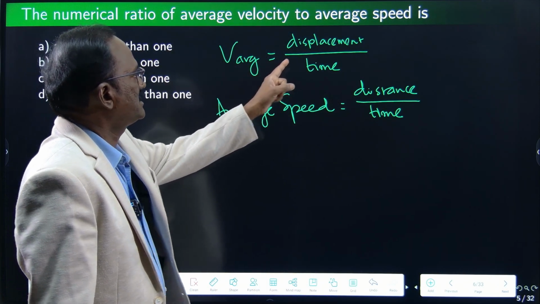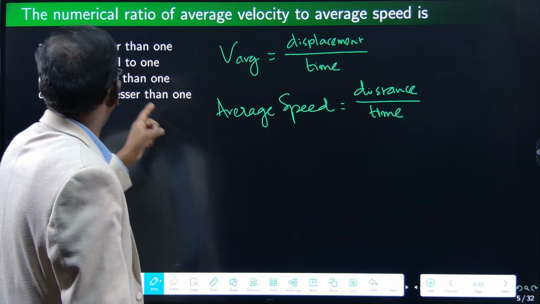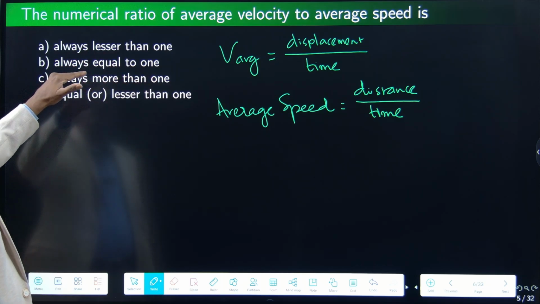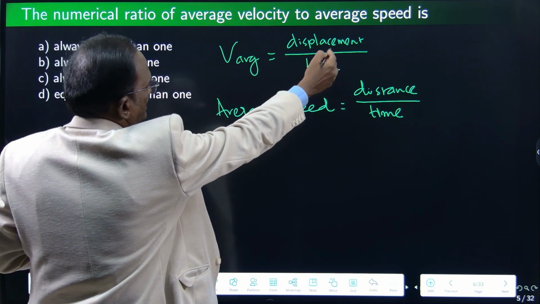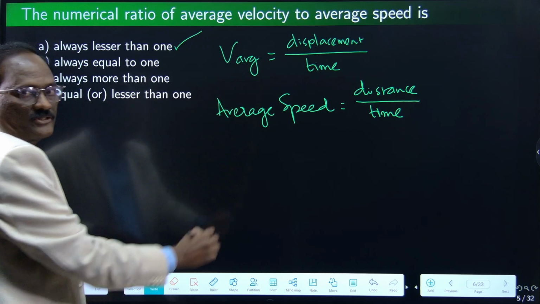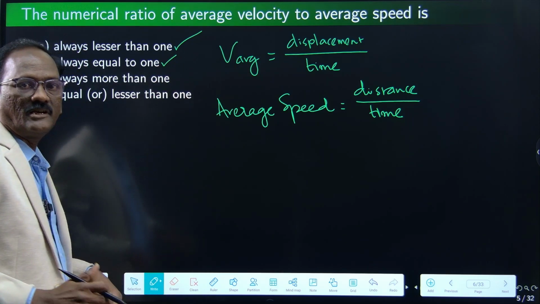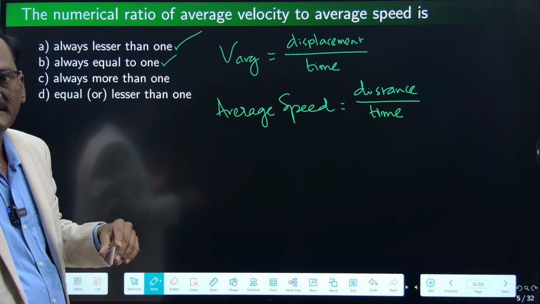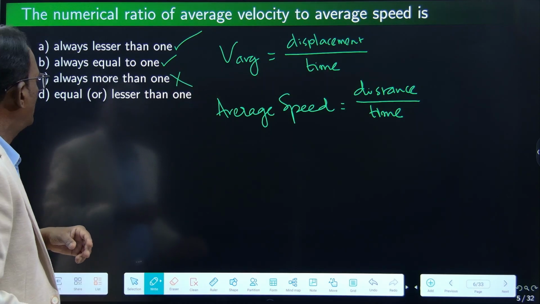So V average is equal to displacement over time. Average speed is equal to distance over time. The options are: always lesser than 1, always equal to 1. Since velocity is taken from displacement over time, always lesser than 1 is possible. Always equal to 1 is also possible because the displacement and the distance can be equal in the bird's case. Always more than 1 will never happen.